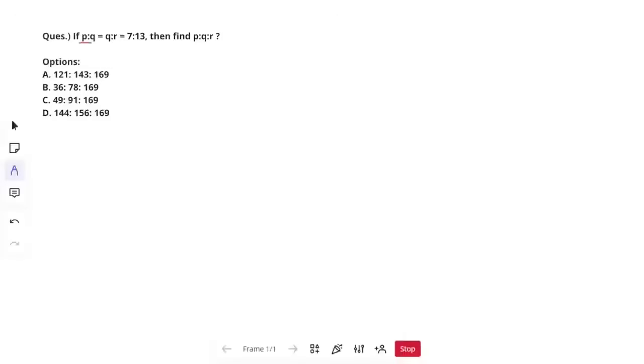The question is, if P is to Q equals Q is to R equals 7 is to 13, then we have to find the ratio P is to Q is to R, and we are given different options. We have to select the final answer from these given options. Let's try to solve this question.